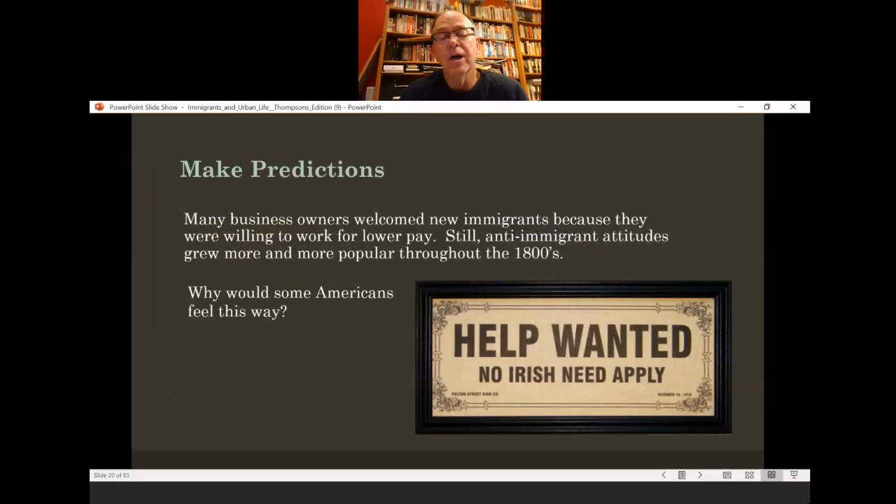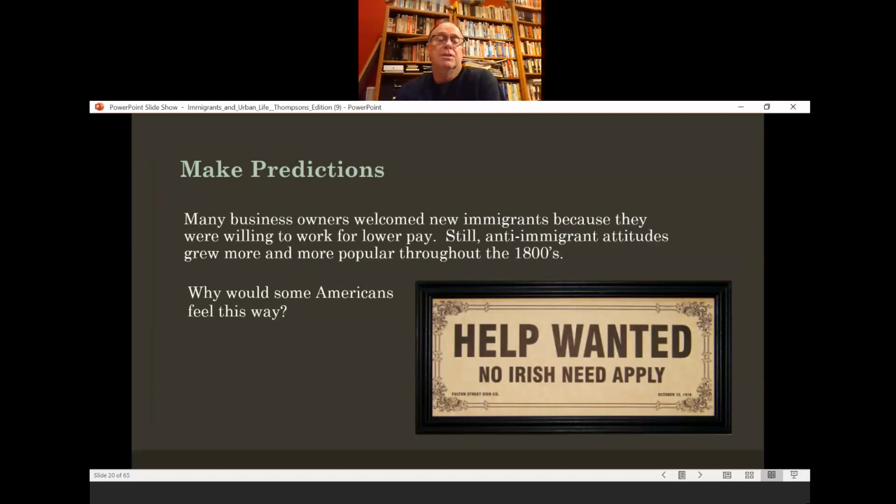This sign's interesting. Help wanted. No Irish need apply. I think this is interesting because in this country we most often think of racism and prejudice having to do with one race against another, but not in this instance. The Irish are white, and the people that are against them are white. What's going on in this particular example is the Irish are Catholic, and most of the Americans, not all, but most of them, are Protestant. So the Irish are looked upon as not being wanted here many times.